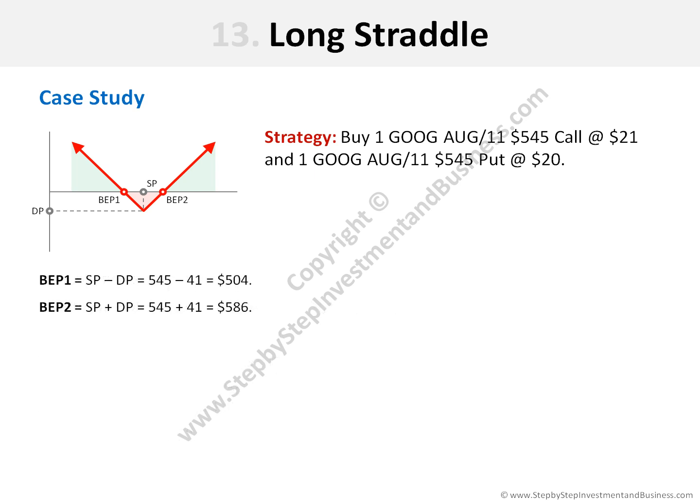And regarding the break-even points, break-even point 1 is equal to the strike price of the options minus the debit paid. In our case, 545 minus 41, which is equal to $504. On the other hand, break-even point 2 is equal to the strike price of the options plus the debit paid. In our case, 545 plus 41, which is equal to $586.